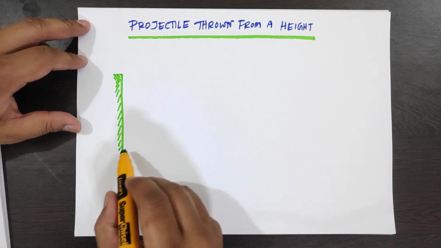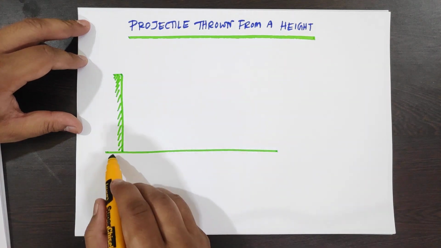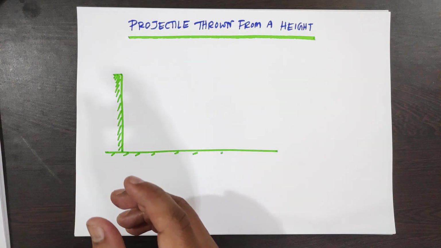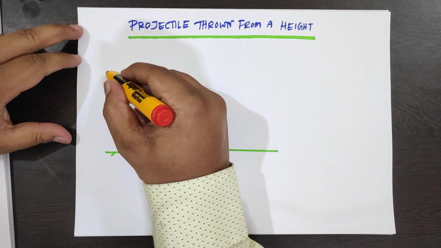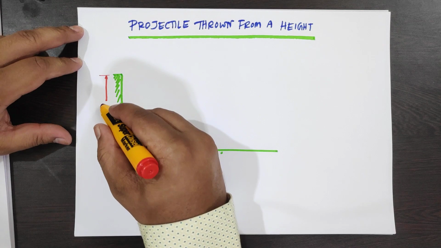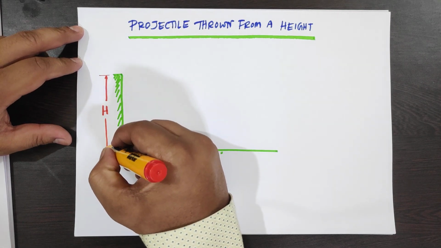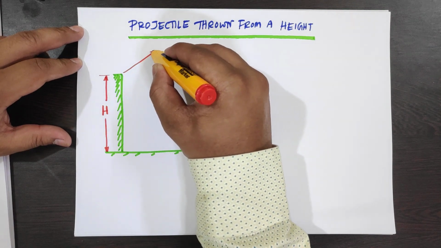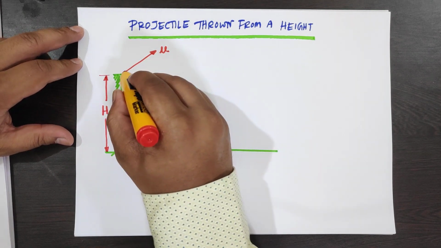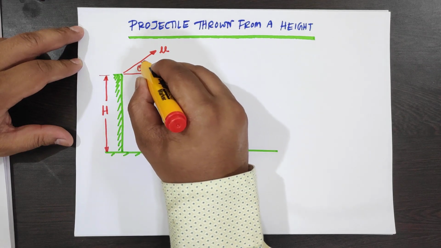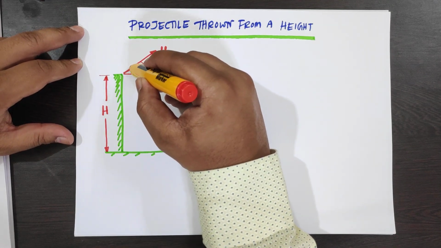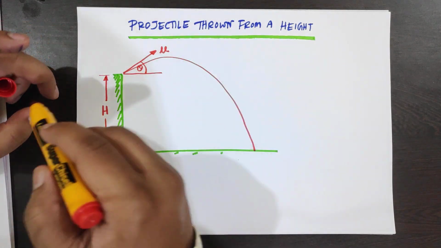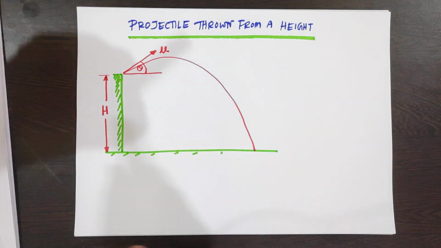So this is nothing new actually. Let this height be h, and a projectile is thrown at a certain speed u, making angle theta with the ground. And suppose you want to find out all these things, the time to reach ground. Okay, so let's make a statement out of this diagram.